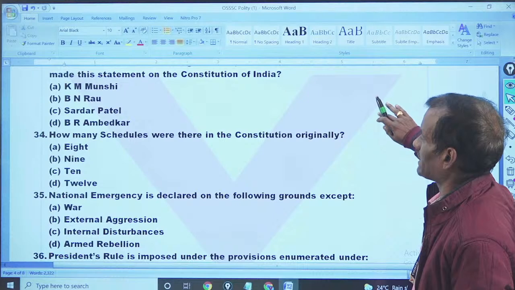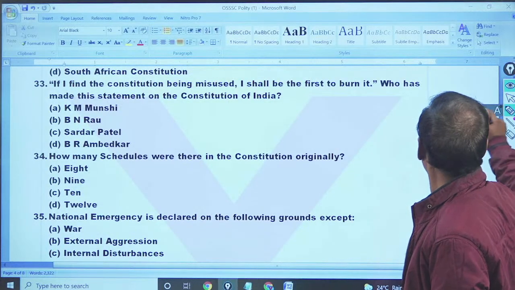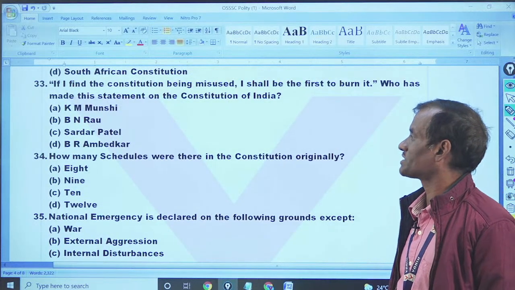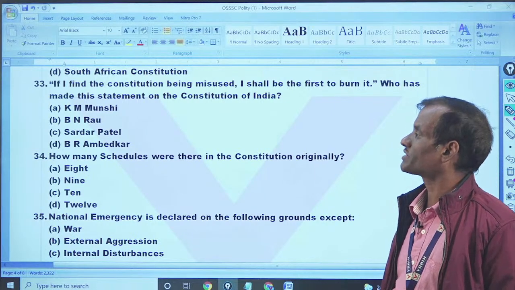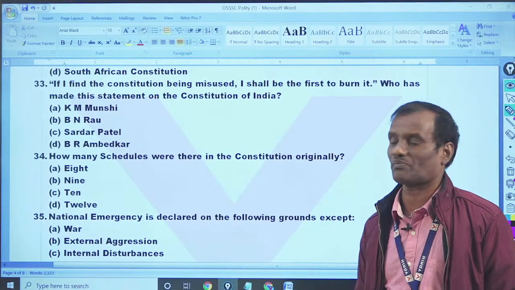Then question number 33. Look at the dialogue. If I find the Constitution being misused, I shall be the first to burn it. Who made this statement on the Constitution of India?